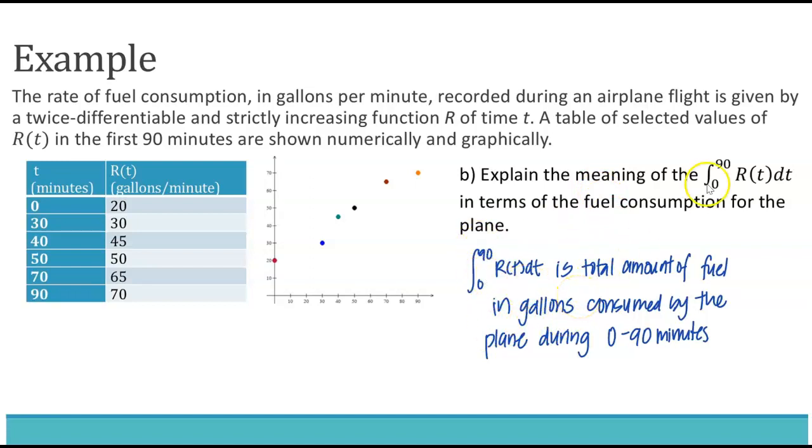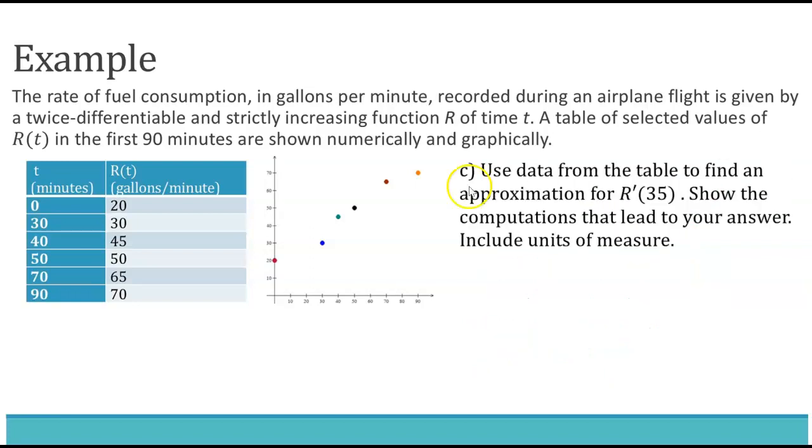We wouldn't want to just say this is the integral from 0 to 90 of r of t dt. That's just reading it. We also wouldn't want to say this represents the area under the curve r of t dt. That's true, but it doesn't explain it in terms of the fuel consumption of the plane. So we really want to bring in the units, the time interval, you know, what's happening, talk about the plane, to really explain what's going on.